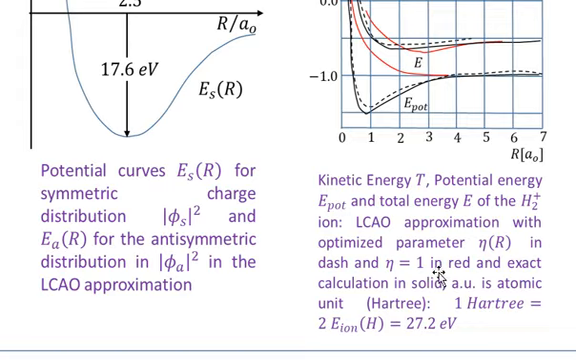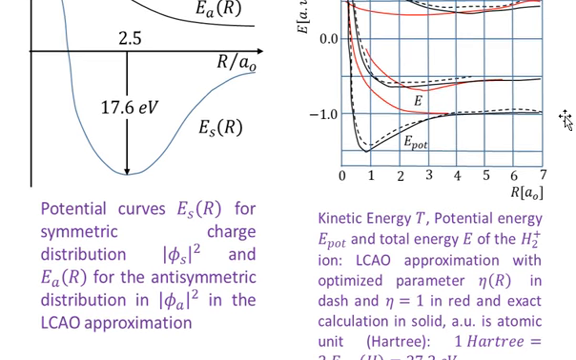And eta is equal to 1 in red. So for the red curves, I have used eta equal to 1. I have used a fixed value of eta. And eta equal to 1 for the red curves, which you know depart much from the solid black lines.